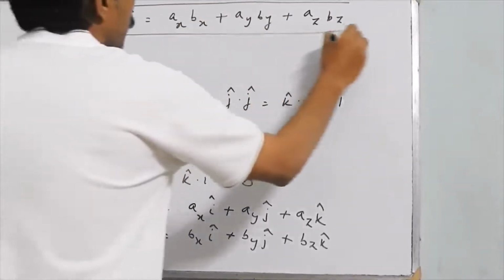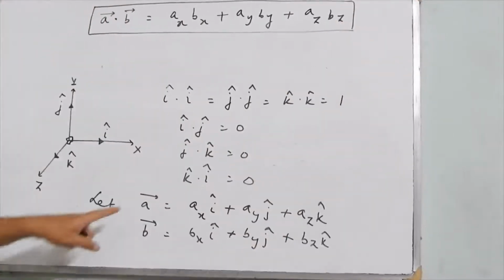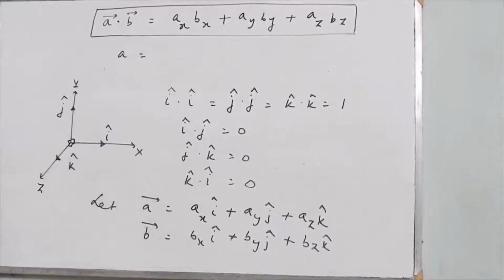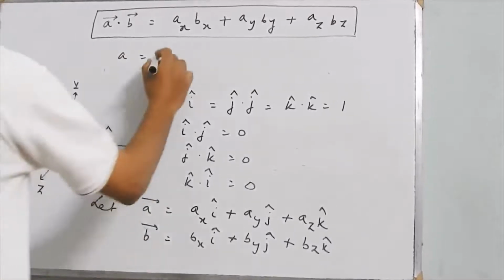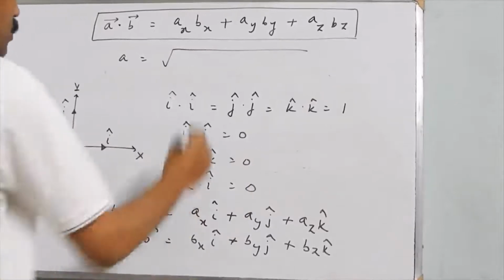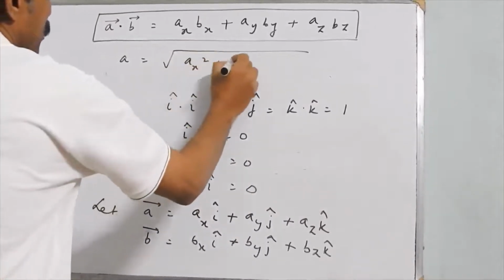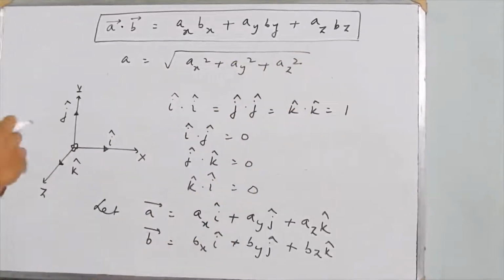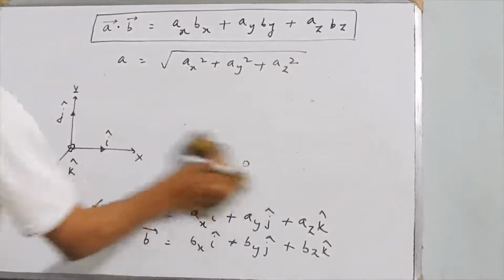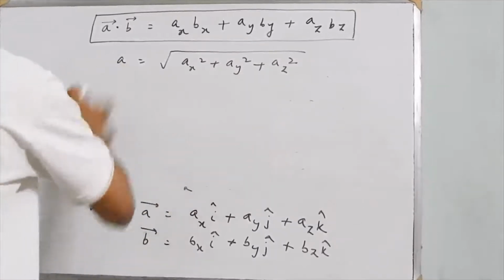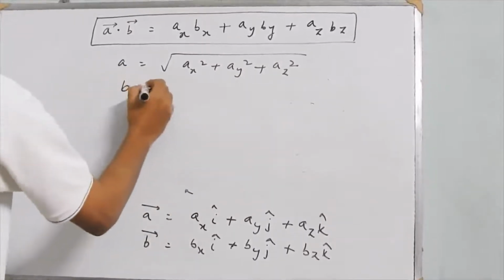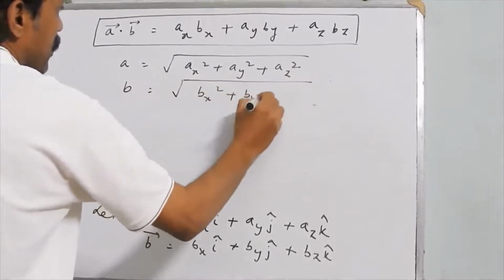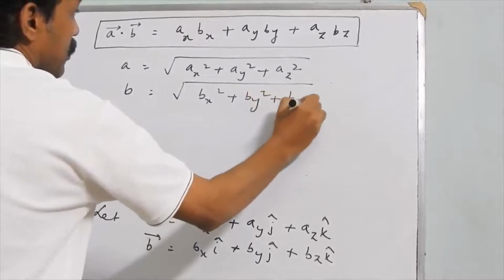Now, if you want to find the modulus, the magnitude of the vector, remember what I have done in the case of position vector. It is equal to the square root of x component square plus y component square plus z component square. Similarly, the magnitude of b vector will be bx component square plus by component square plus bz component square.